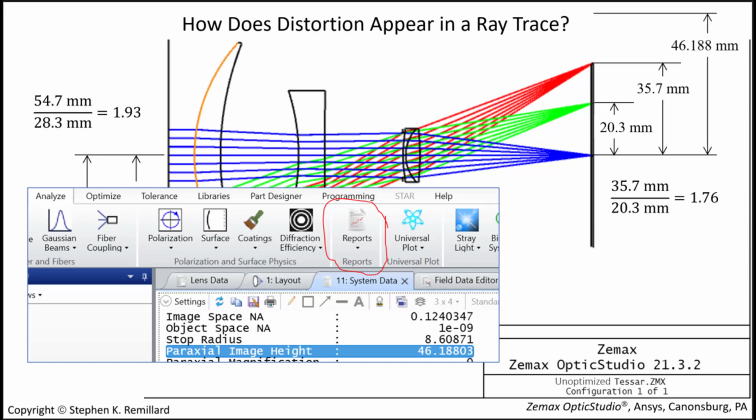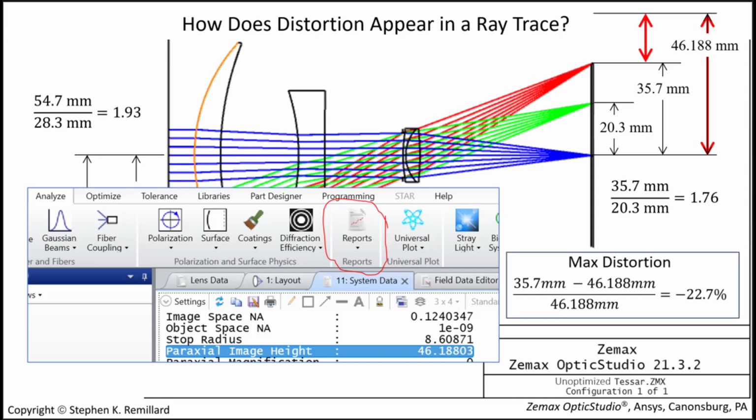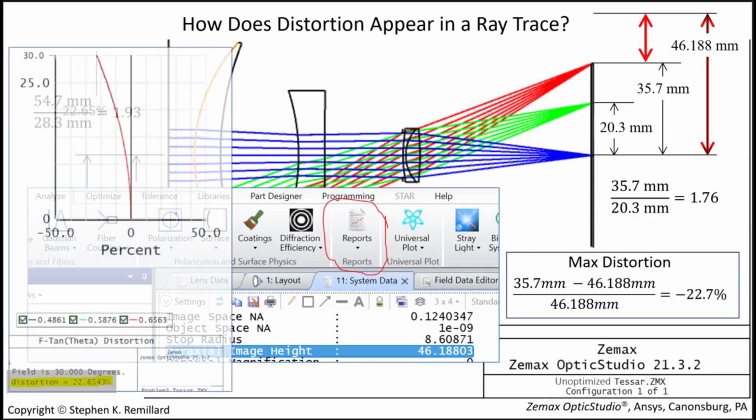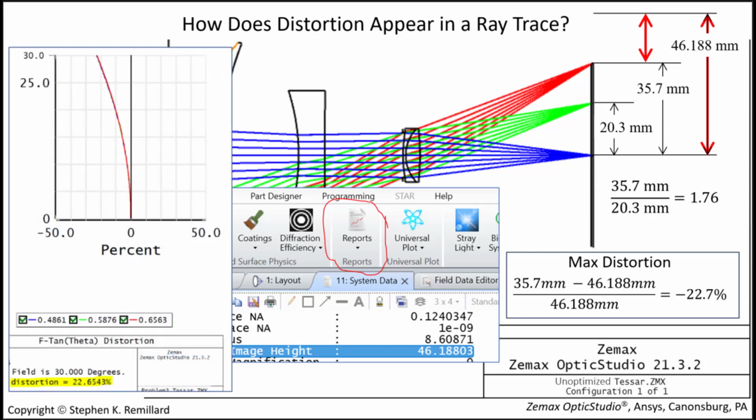This turns out to be the height where the image would have formed if there were no distortion, and here it is 46.188 millimeters. So sketch that into the ray diagram, and now you have the information needed to calculate a maximum percent distortion of minus 22.7%. Just to make sure that is right, I'll pull up a distortion versus field plot, which confirms that the percent distortion at the farthest field is minus 22.65%.